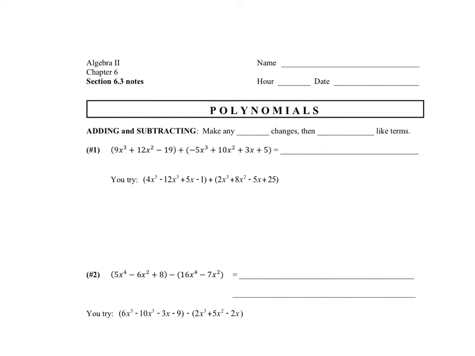In section 6.3, we get into adding, subtracting, and multiplying polynomials. We'll start with adding and subtracting. When we're adding and subtracting, we have to make any sign changes, and then combine like terms.